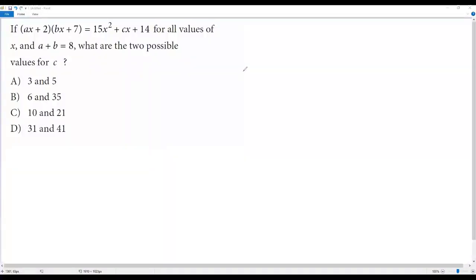Here we have a SAT math question. Okay, let's go with the question. So here the two expressions are equal for all values of x, and also there is a condition that a + b equals 8, and we have to find two possible values for c.